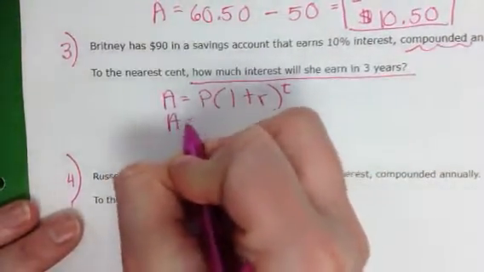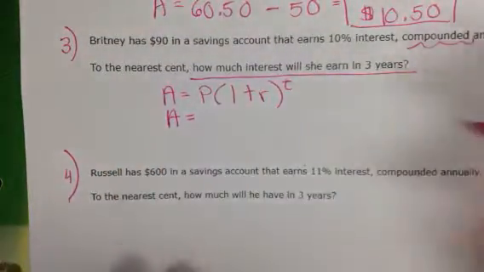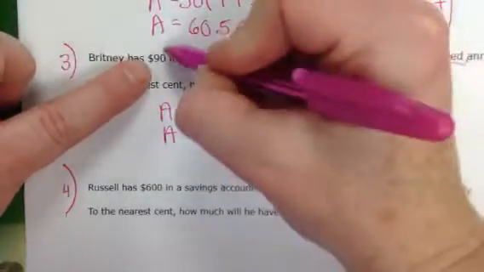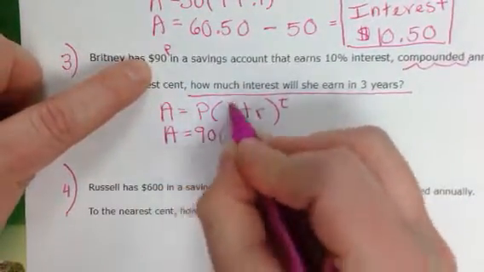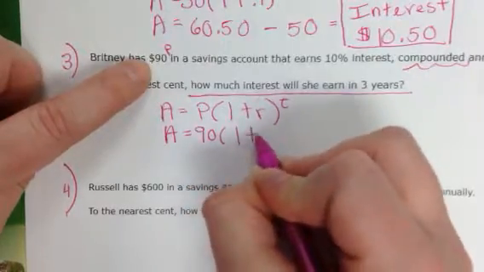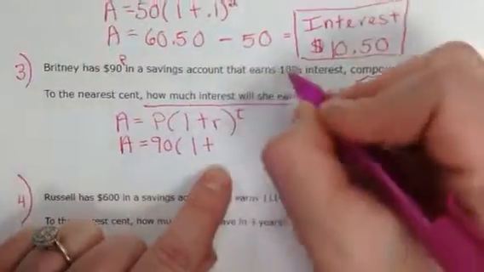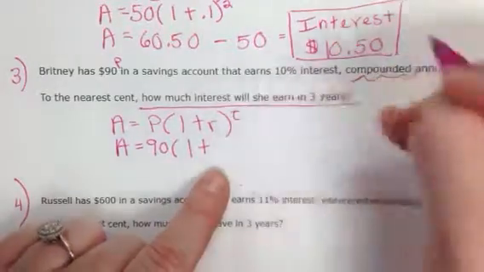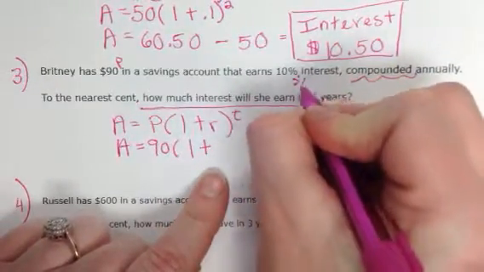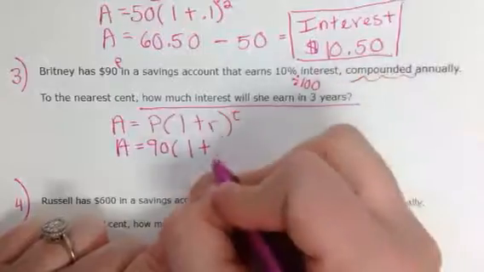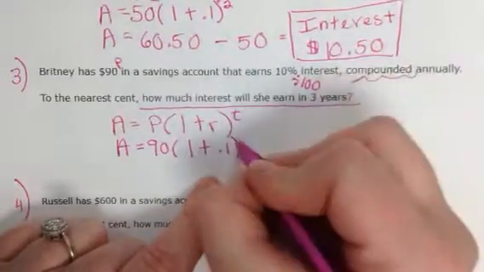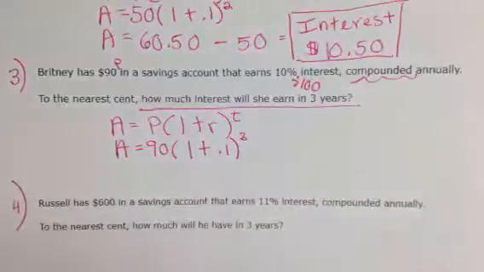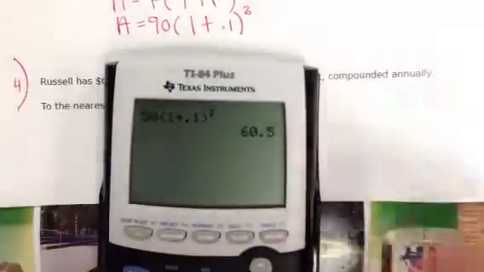I don't know her ending amount, so keep the A. Her principal start amount was 90. Bring down, they had a parentheses, 1 plus. I'll go get my interest rate, but I have to change it to a decimal, so divide by 100. This one is 1/10. Time in years is a 3 for your exponent. So make sure you know how to punch this in.